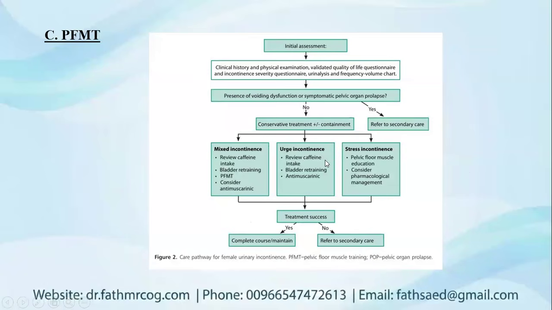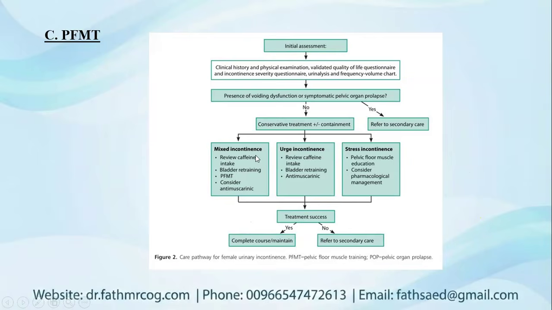If the patient has urge incontinence, the first thing is to review the caffeine she is taking. Bladder retraining will be the treatment, and after that the antimuscarinic. If she does not respond to this, you will go for surgery. If the patient has mixed urinary incontinence, you review caffeine intake, bladder retraining, and pelvic floor. In the exam, sometimes they will give you bladder retraining and pelvic floor together because the patient is mixed. But see which is the dominant symptom, or ask the patient what is the most bothersome.